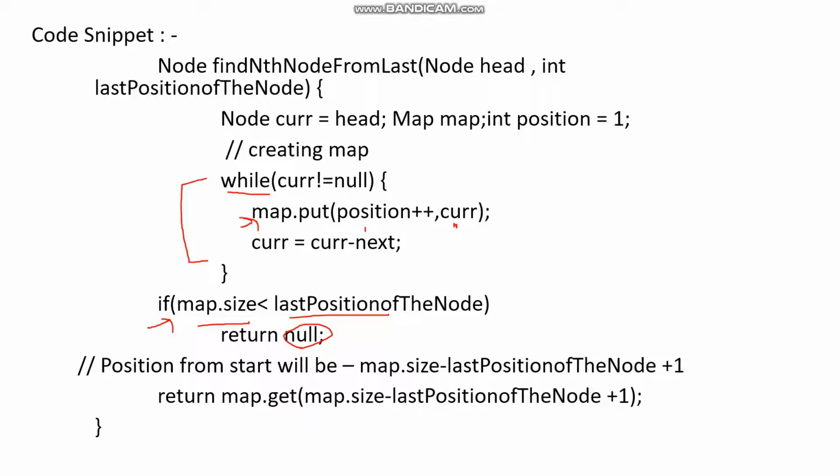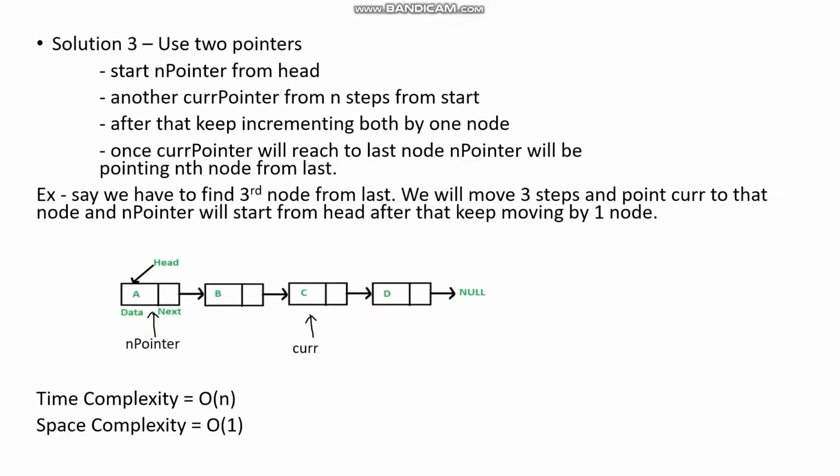If this is not the case, then we can easily find the position of the node from the beginning using that formula: size of the linked list, that is map.size, minus the position that we have to find out from the end, plus 1. And we will be fetching that value from the map directly in O(1) time complexity. So in the earlier solutions, our time complexity was O(n) and the space complexity was also O(n). So we have to optimize it more.